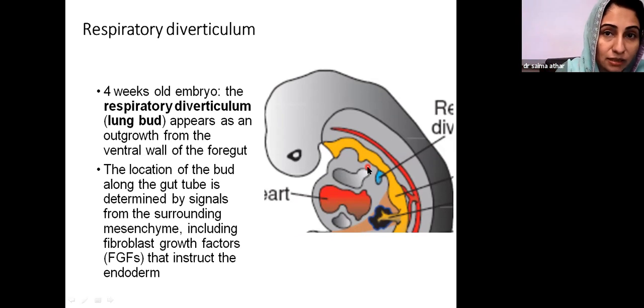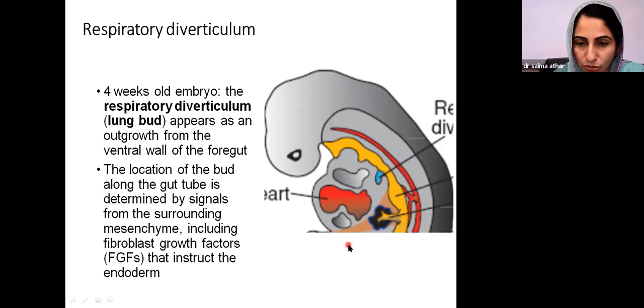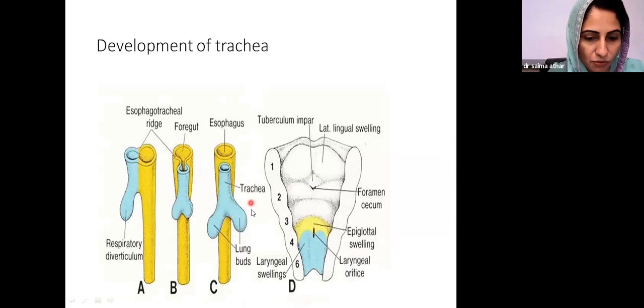ये समझ आ रहा है? Otherwise this whole is foregut. It is same, but it is in a particular region जहां से larynx खत्म होगी, trachea start होना चाहिए, वहां से ये lung bud appear होगी. ठीक है? So the first step is the formation of the lung bud. Now I'll be just showing you a video where you will understand how lung then develops into the lung bud. It will be a bit faster, so kindly try to keep a pace.